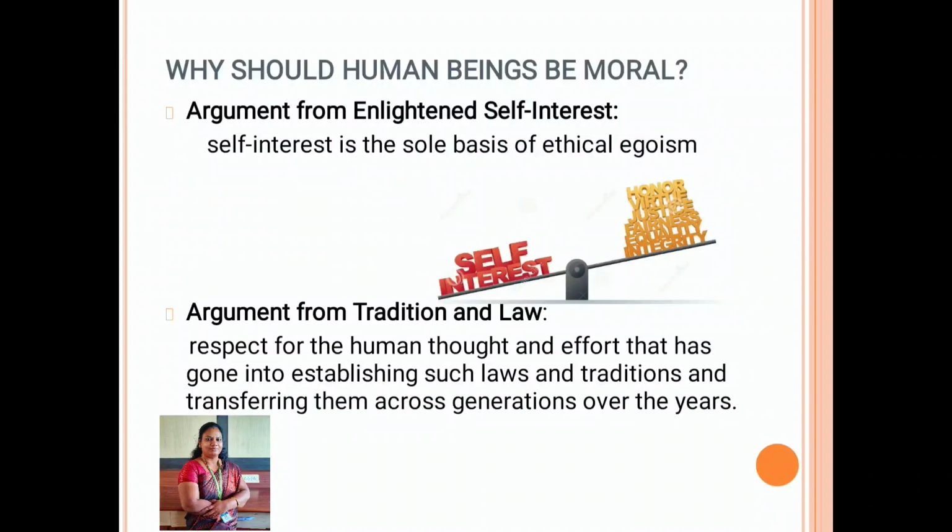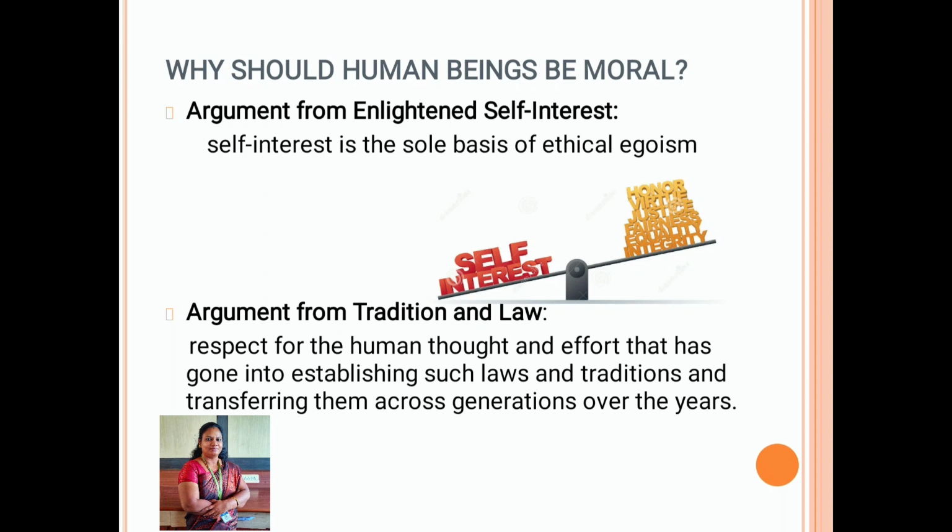Why should a human being be moral? We can discuss in two arguments: argument from enlightened self-interest and argument from tradition and law. Considering the enlightened self-interest, it is generally better to be good rather than bad and to create a world and society that is good rather than a bad one.